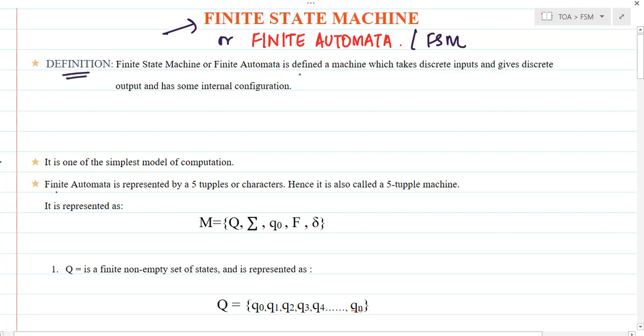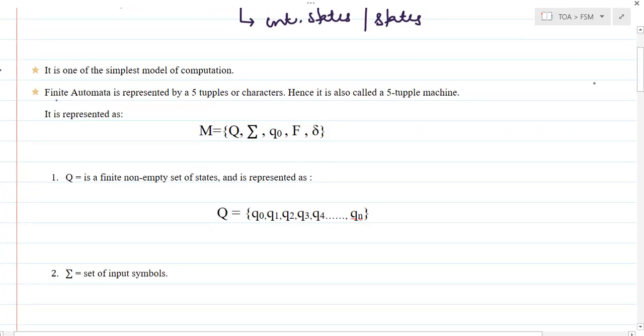Okay, now first of all let's have a look at the formal definition of finite automata or FSM. It is defined as a machine which takes discrete inputs, gives discrete outputs, and has some internal configuration. These internal configurations are also called internal states or simply states. So finite automata is one of the simplest models of computation. It is basically represented by 5 tuples or characters, so it's also called a 5 tuple machine.